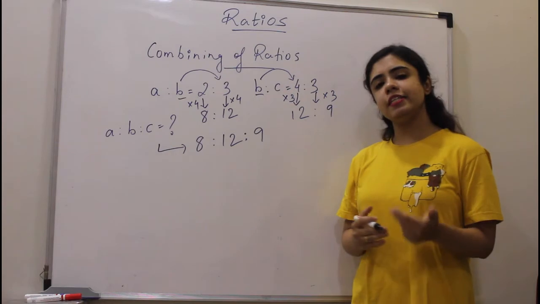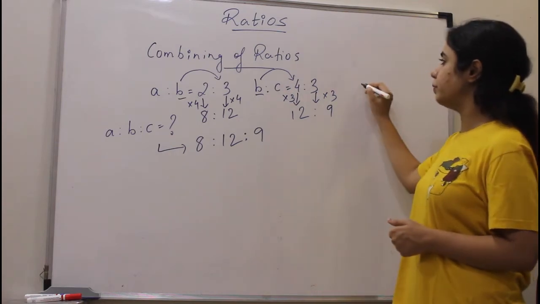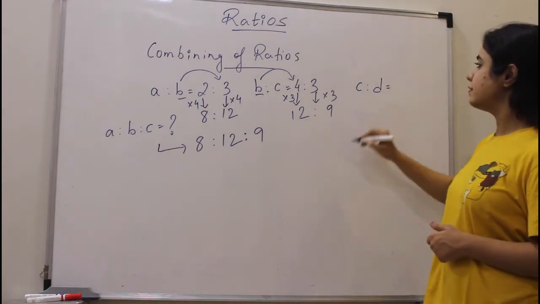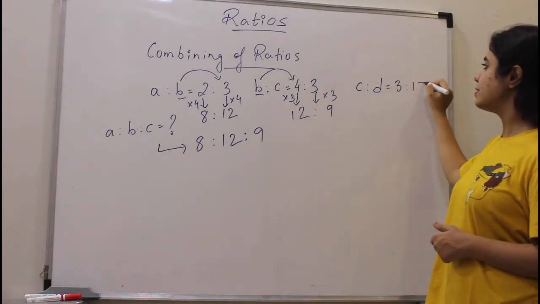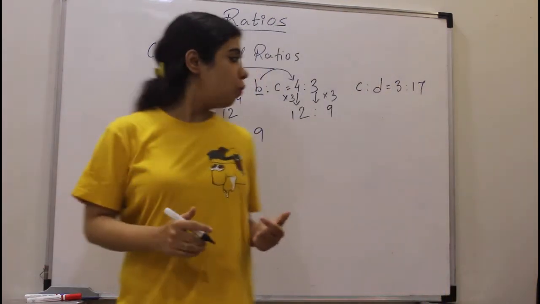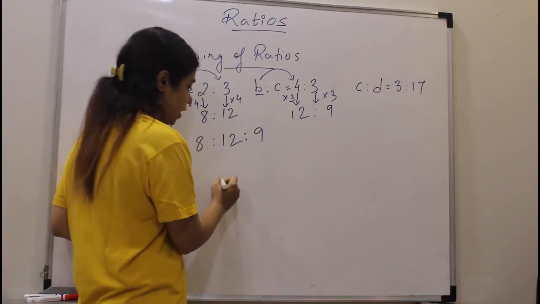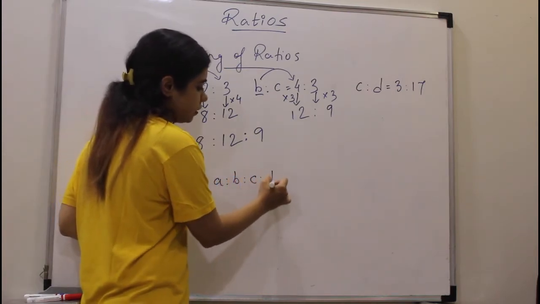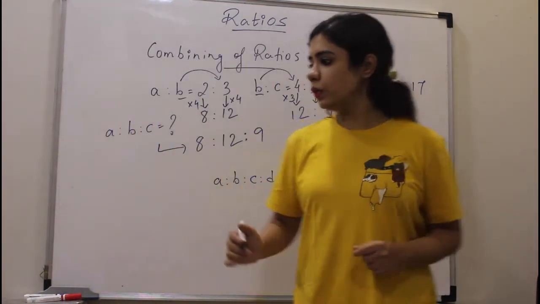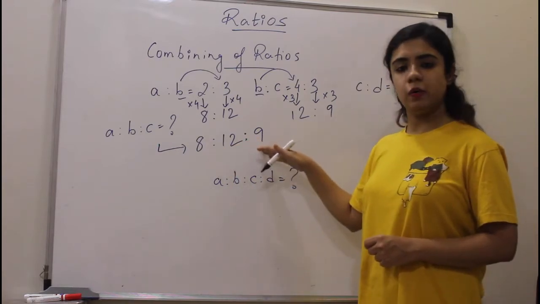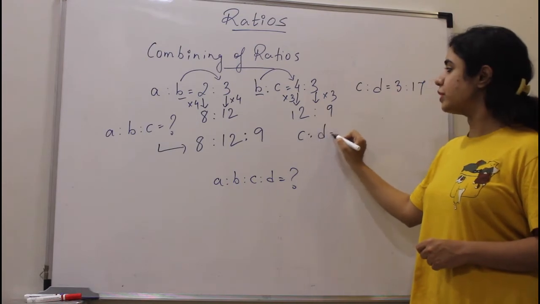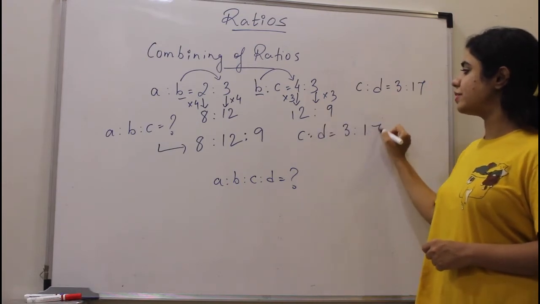Now let's say, for example, they give you one more term. Let's say they give you C is to D, and they tell you this value is 3 is to 17. C is to D is 3 is to 17. They're asking you, what is the value of A is to B is to C is to D? How do we do this? We know the value of A is to B is to C, which is 8 is to 12 is to 9. We know the value of C is to D, which is 3 is to 17.